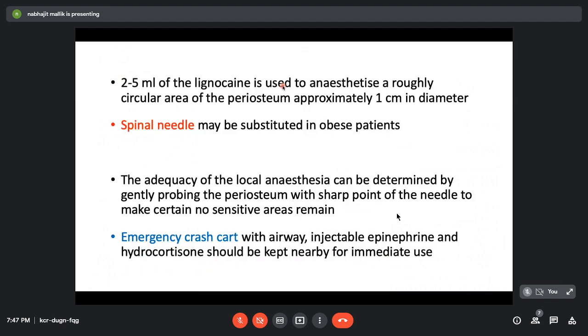Now 2 to 5 ml of lignocaine is used to anesthetize a roughly circular area of the periosteum, approximately 1 centimeter in diameter. Now there might be certain obese patients in which these needles might not be reaching up to the periosteum. So in these patients, a spinal needle may be substituted. And an emergency crash cart will always be available for doing the procedure.